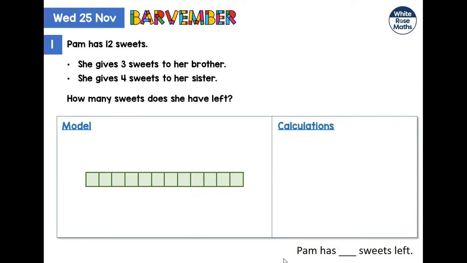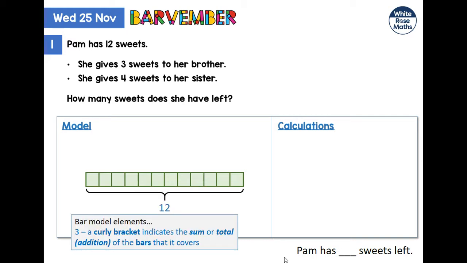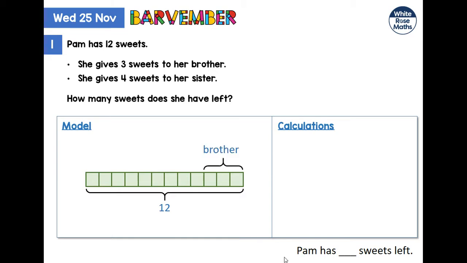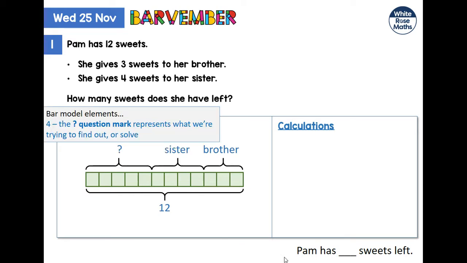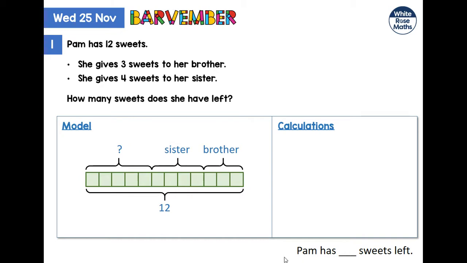Now 12 is quite a small number, so I can actually just split my bar into 12 parts, and then it's going to be much more obvious what's happening. Here, our curly bracket that we often use indicates that that represents all 12 of these, and we can see the 3 that we're allocating to her brother and then the 4 to her sister, and we're using the question mark as we always do to indicate what we're trying to solve, which is the rest of this. So follow the maths, and if you've got any questions, speak to your teacher.